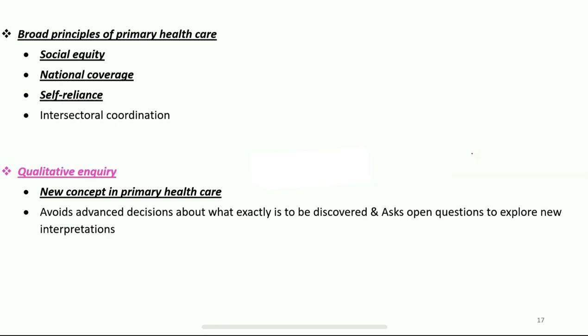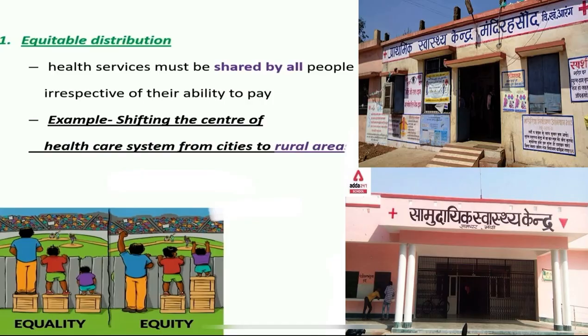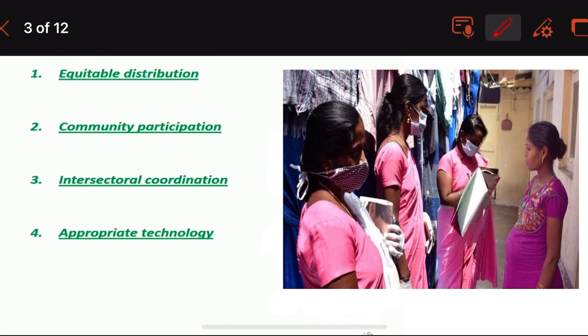Before going to the broad principles, let us revise what we have studied. What are the 4 principles we saw, guys? The first one was equitable distribution. In equitable distribution, what did we see? Health should be provided to all the people equitably, irrespective of their ability to pay, whether they are rich or poor, whether they are residing in urban or rural areas.